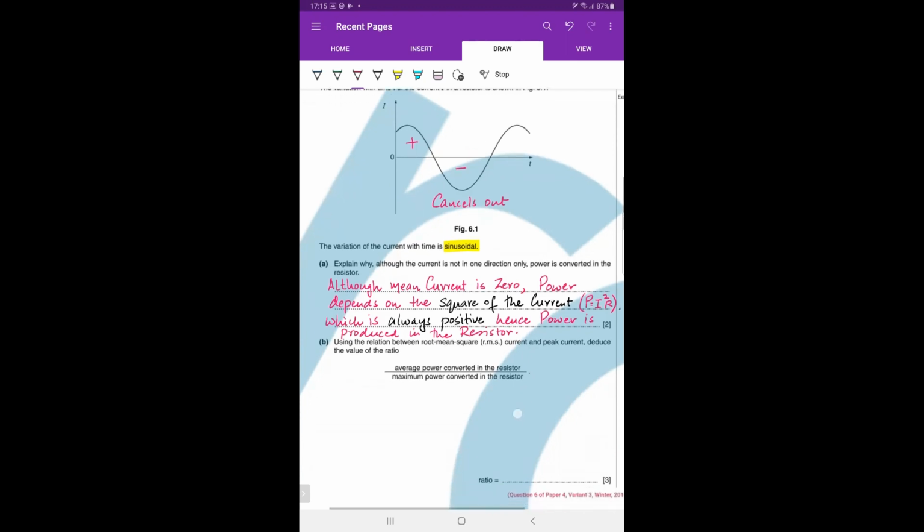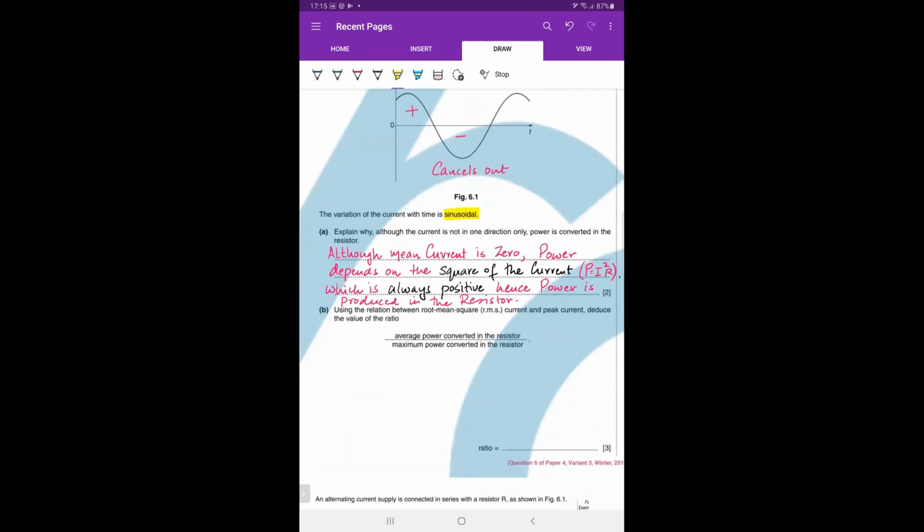Okay, next part में they're asking us to calculate how much is going to be the average power converted in the resistor divided by the maximum power converted in the resistor. So basically, from the wording of the question, average power refers to mean power or the RMS power, and maximum power refers to peak power. So इसका रेशियो निकालना है.